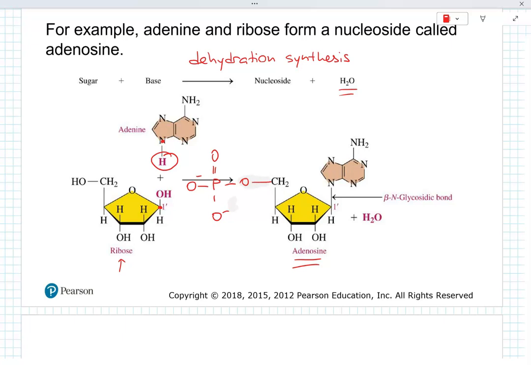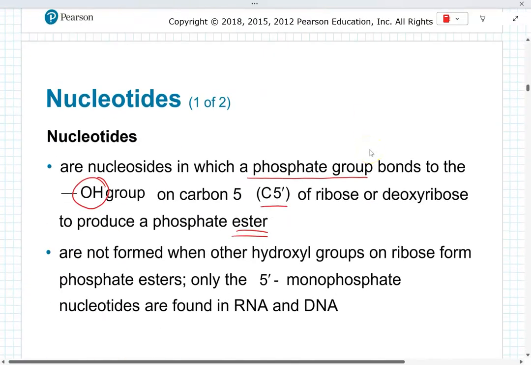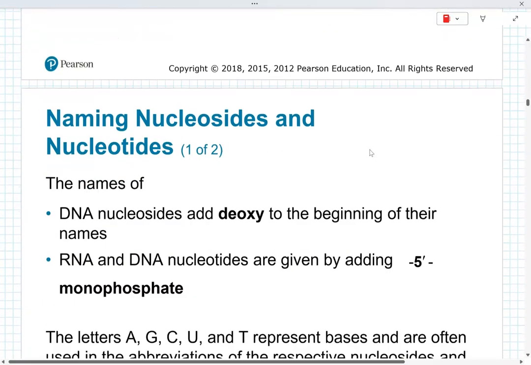Excellent. What are the numbers of carbons? 1 prime, 2 prime, 3 prime, 4 prime, 5 prime. How many phosphates? Just 1. So adenosine, 5 prime, monophosphate. Can there be more phosphates? Sure. We'll talk about it. But so far, does that make sense to everybody? All right.